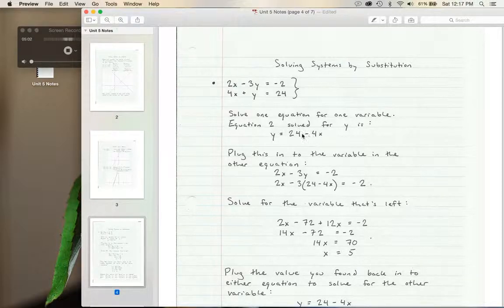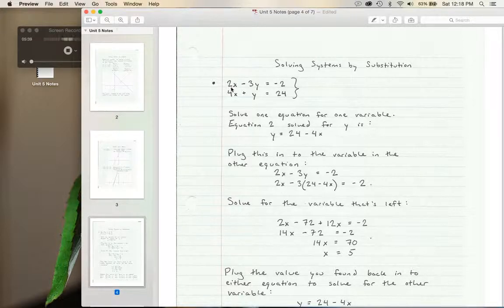I've chosen to rearrange the second equation in terms of y. Once I've done that, I now have a bunch of numbers and a variable here. This whole expression is a representation of the variable y. I can take this whole thing and treat it as one number, and I can plug this whole thing in wherever I see y in my other equation. So that's what's going to happen next. Whichever equation you chose to solve for, you're going to plug your result, this whole side of the equation, into the variable in the other equation.